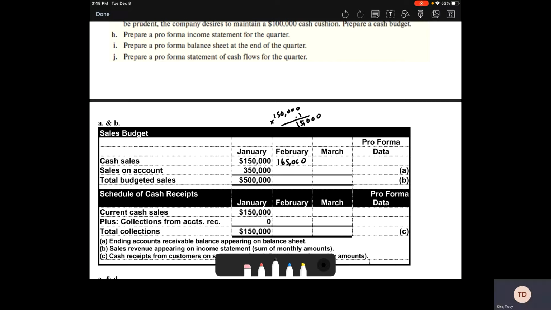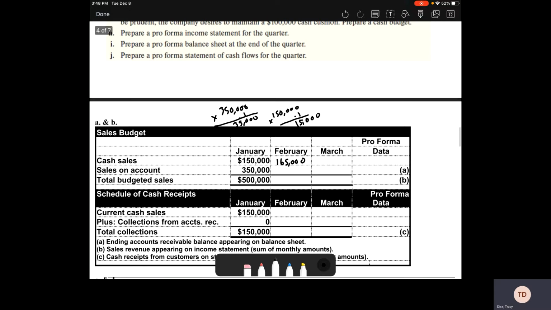And then we do the same thing for our sales on account. So we're going to take that 350 times 0.1, and we get 35,000. Add those together and we end up with 385,000. And then when we add those together, we get 550,000.